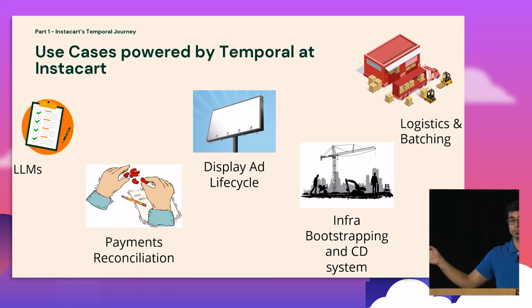And lastly, perhaps the biggest use case in terms of scale that we have running at Instacart is the entire logistics and batching side of the Instacart stack. So batching and logistics comes when you place an order, and then on the back end we figure out what shopper is going to accept this order, and then is going to go to the store, shop that particular order, and then go ahead and deliver the order to you.